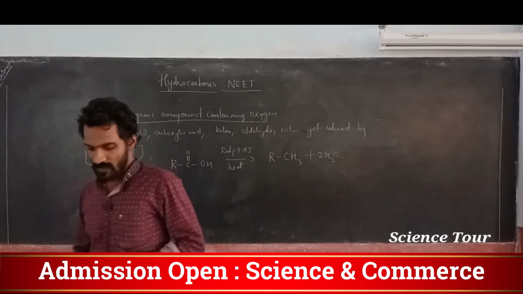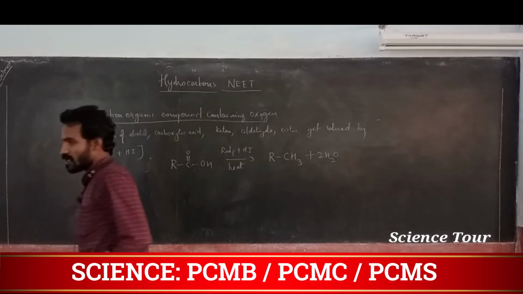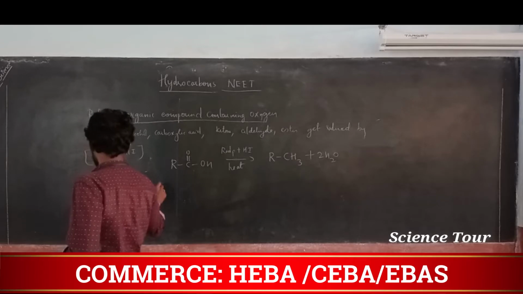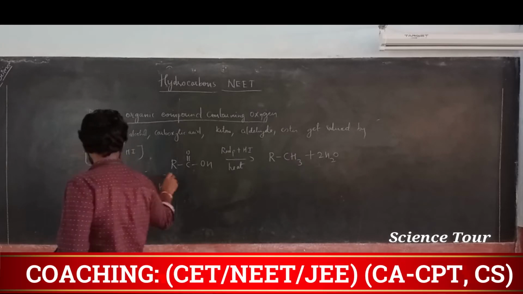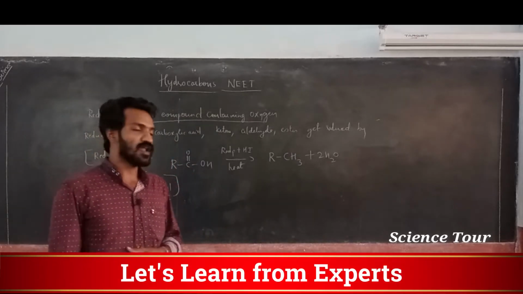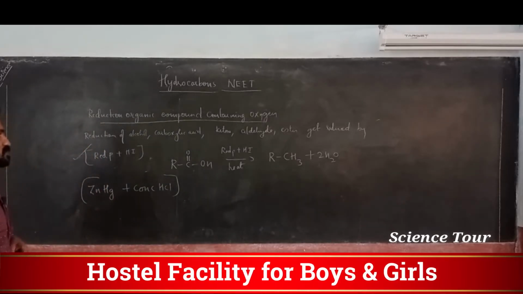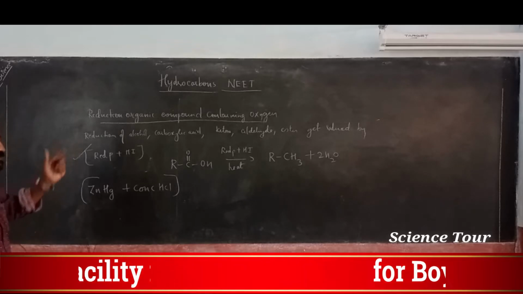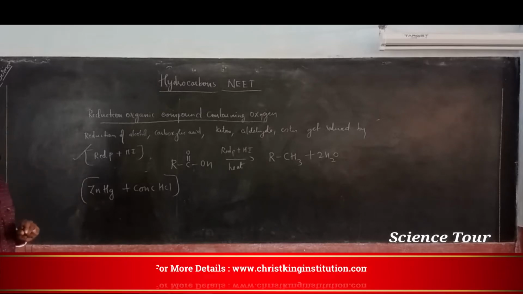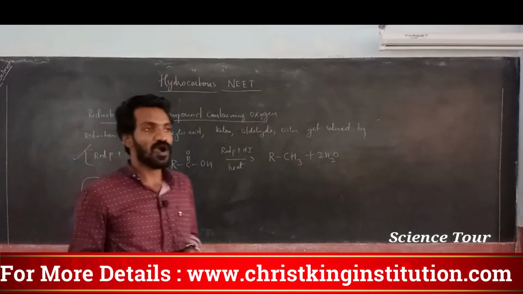One more compound is given, my dear students, zinc mercury. This is actually zinc and mercury amalgam. Understood? Plus concentrated HCl. This is also used to convert ketone and aldehyde into alkane. My dear students, note down, red phosphorus and hydrogen iodide is used to convert oxygen containing compound. Also zinc mercury plus concentrated HCl amalgam. This is also used to convert ketone into alkane.